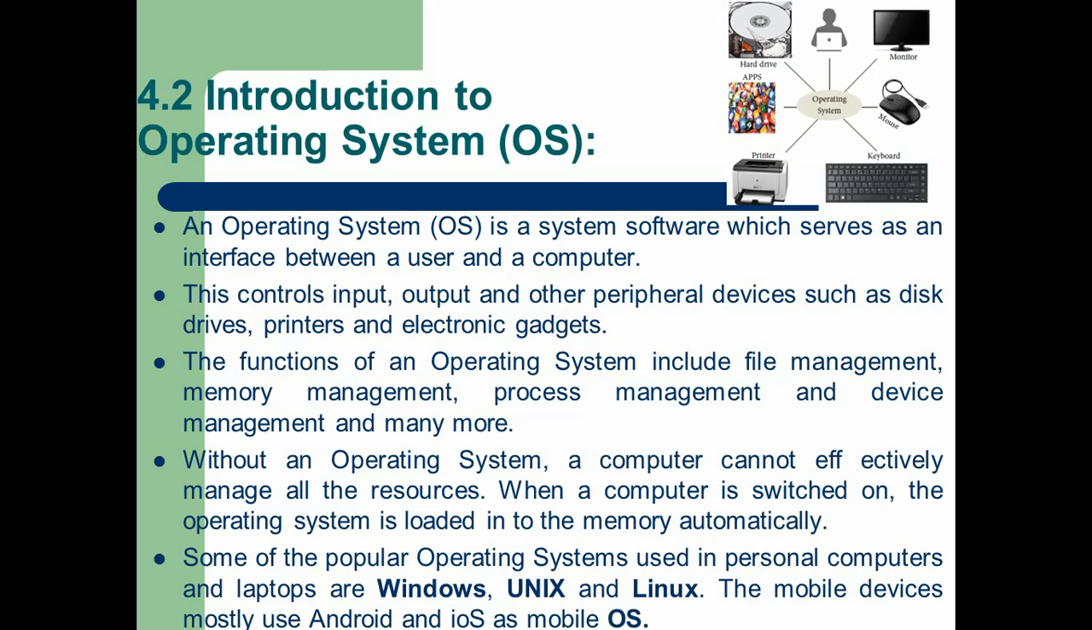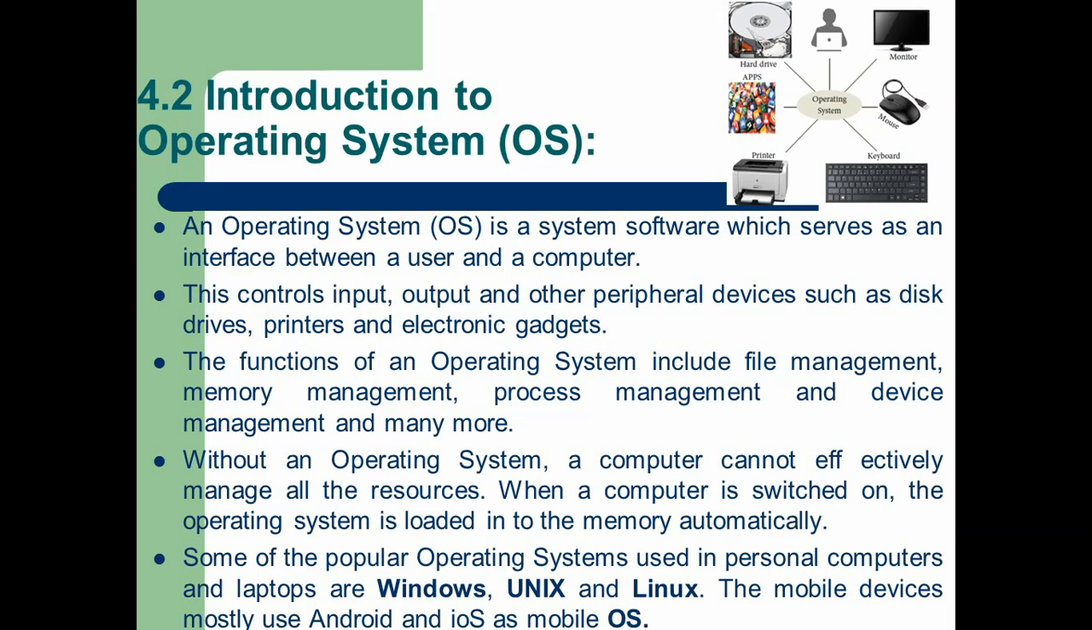Without an operating system we cannot use the computer. We cannot use computer hardware devices. We cannot use any other application software. So the operating system is a basic necessity for any computer. When a computer is switched on, the operating system is loaded into memory automatically. This process is known as booting, which we discussed in the first chapter, called hard booting and soft booting.